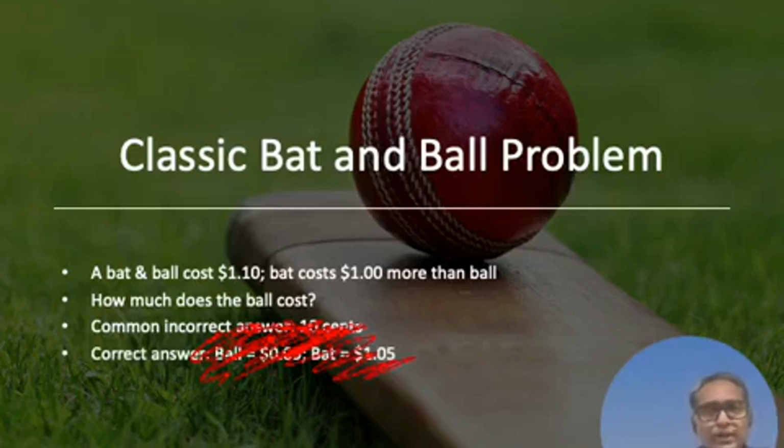Well, you might be thinking like, what? Okay, hold on. So a bat and a ball cost $1.10. A bat costs $1 more than the ball. So the bat's cost is $1 more than the ball's cost.